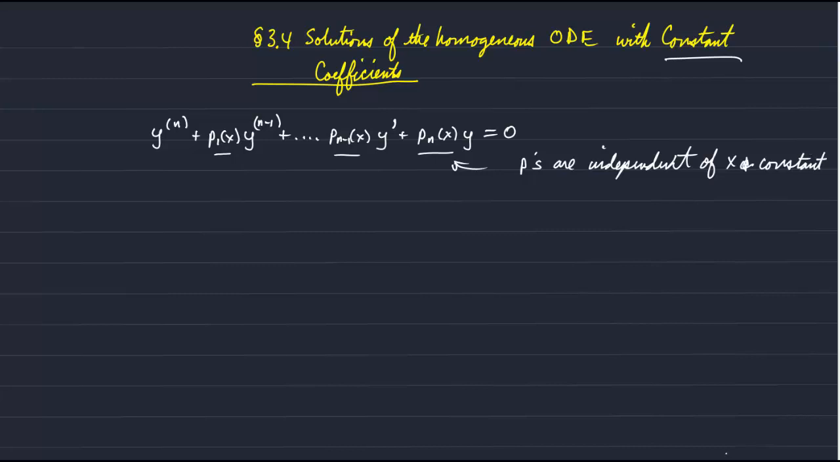So let's first talk about second order. And so the general form of the second order homogeneous ODE, again with constant coefficients, is y double prime plus a constant, we'll just call that a1, times y prime, plus a constant a2 times y is equal to 0. So how do we solve this problem? Before we get into that, let's recall the first order case.